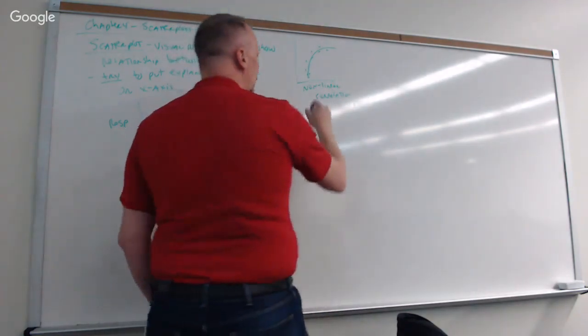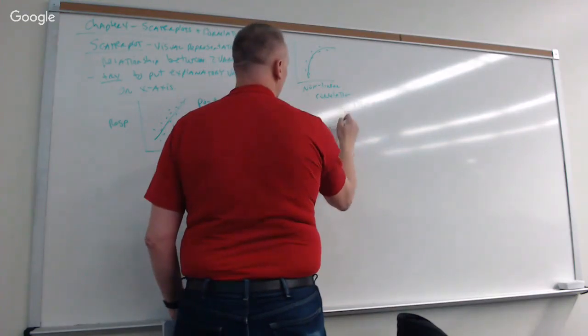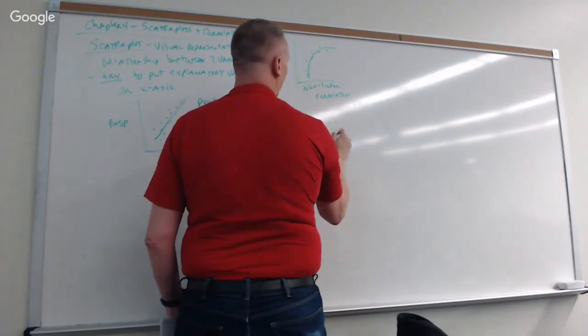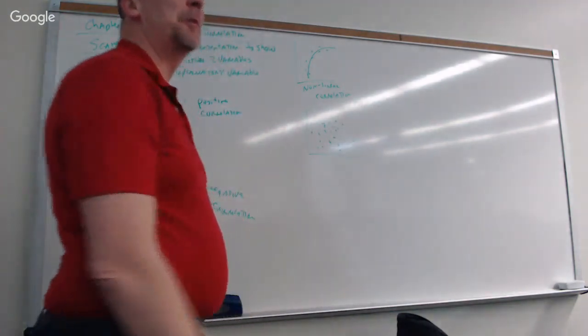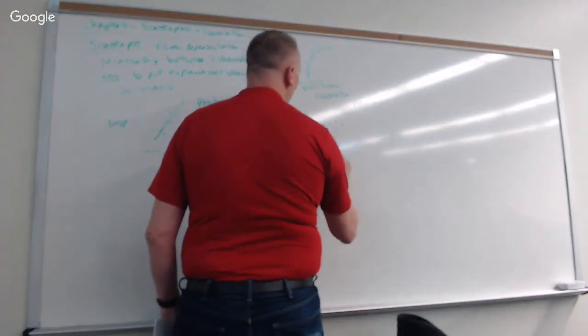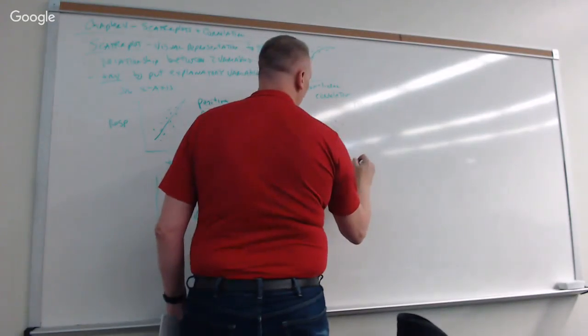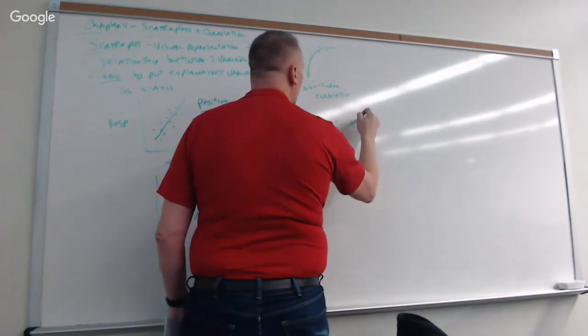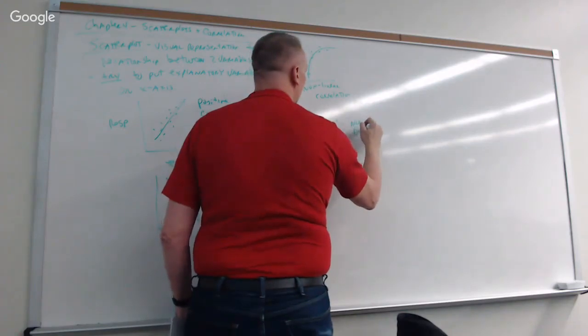Okay, you could also see something that looks like a big blob, right? Okay, there's no real pattern going on here. This would be what we would call no correlation. And we would refer to this as a null, N-U-L-L plot.